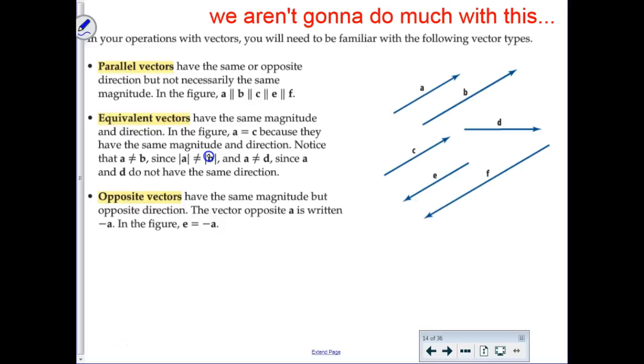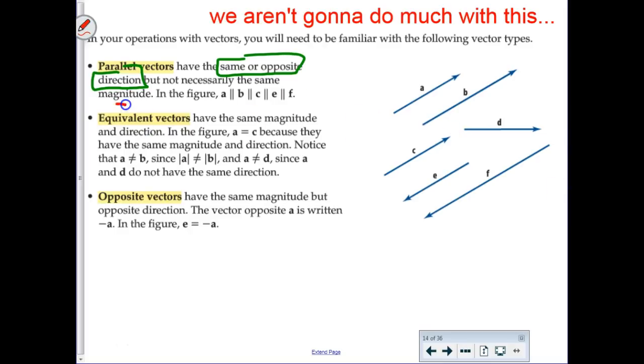We're not going to do a lot of this, but just for vocab, you have parallel vectors, equivalent vectors, and opposite vectors out there in the world. So parallel vectors, this is from your book. I don't think it's anywhere on your notes. They have the same or opposite direction. That's kind of weird. So they could be going east or west, whatever, but not necessarily the same magnitude. So they kind of look like parallel lines. So A and B and C and E and F are all parallel to each other. They don't necessarily have the same magnitude size. They're not even going the same exact directions, but they're going either the same direction or the opposite directions of each other. Okay, so they are definitely parallel to each other.